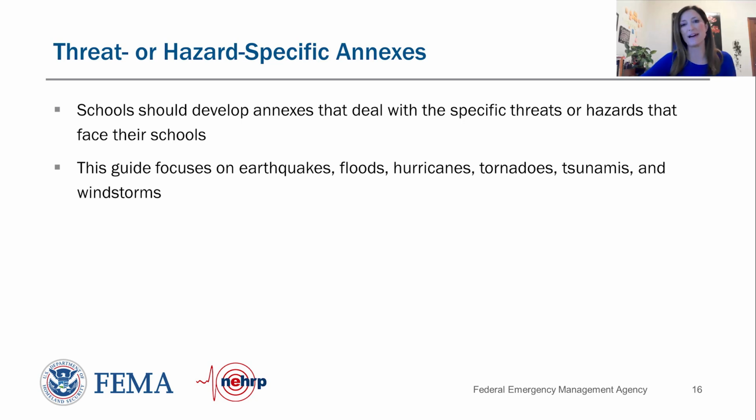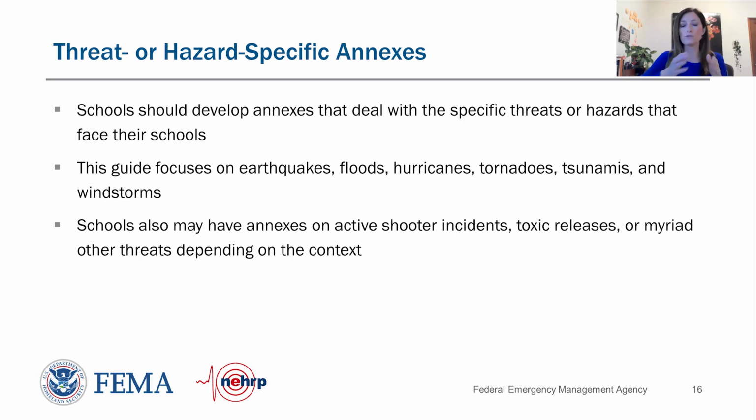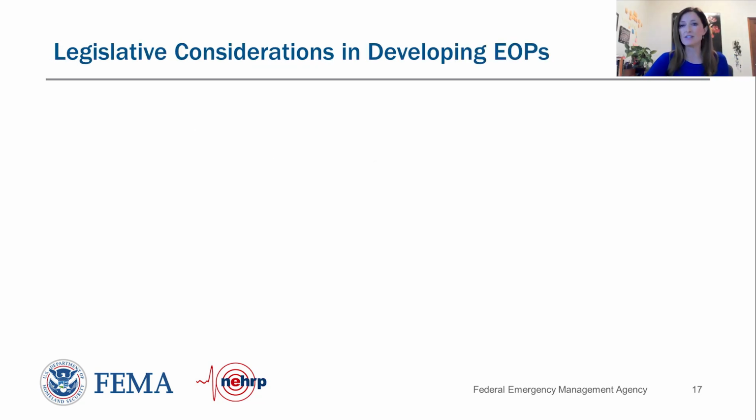While the FEMA P-1000 guide focuses on natural hazard threats, such as earthquakes, floods, hurricanes, tornadoes, tsunamis, and windstorms, we really want to emphasize that most schools also have specific annexes on many other events, such as active shooter incidents, toxic releases, or many other threats, such as extreme heat or extreme cold, that are really important for the particular context. There are also key legislative considerations that need to be taken into account in developing EOPs.